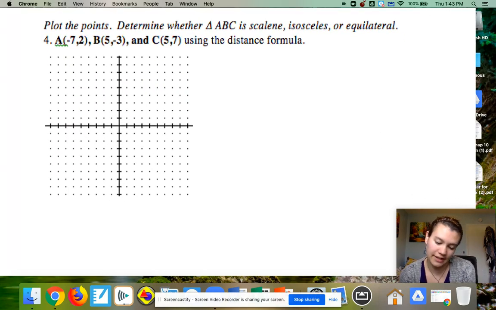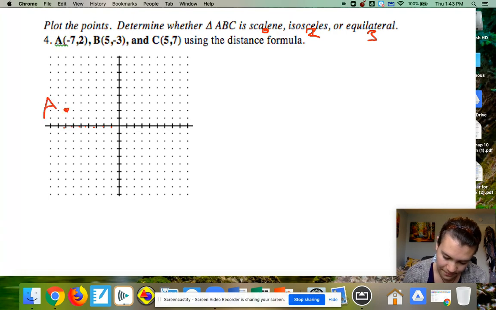Okay, so deciding if this triangle is scalene, isosceles, or equilateral. Remember, scalene, none of them are equal. Isosceles, 2 of them are equal. Equilateral, all 3 sides are equal. So plot your points first. So -7 is 1, 2, 3, 4, 5, 6, 7. Positive 2, there's A. 1, 2, 3, 4, 5, 1, 2, 3 is B. And then 5, 7, 1, 2, 3, 7 is C.